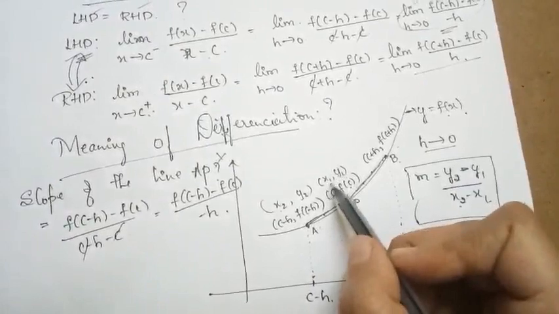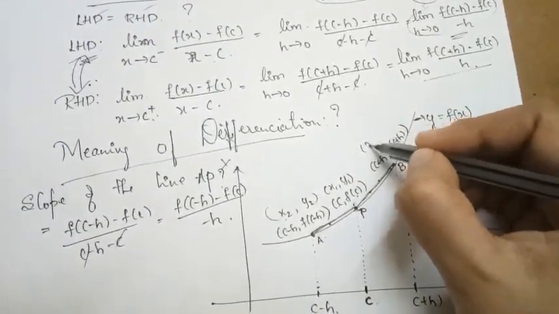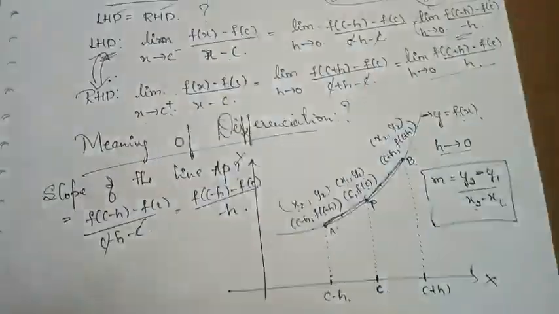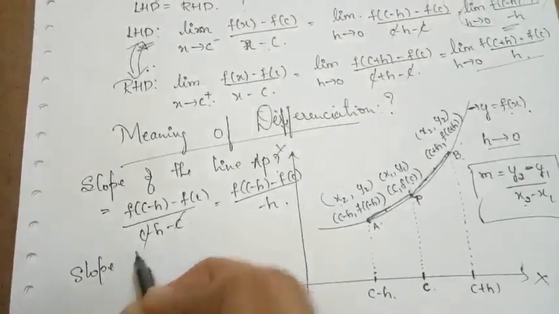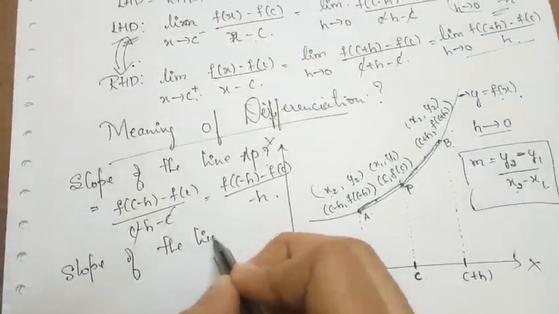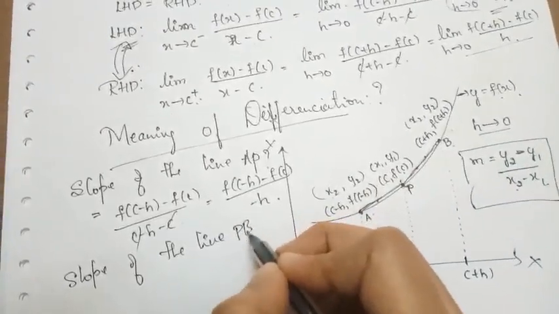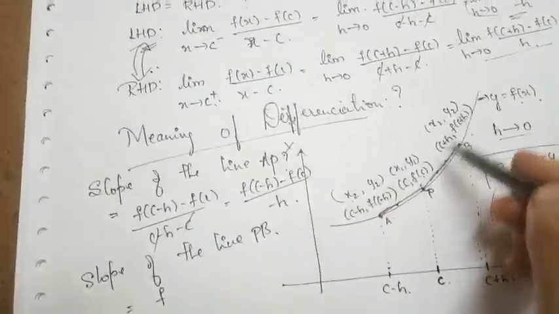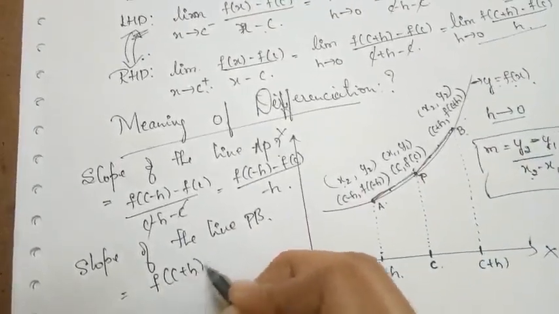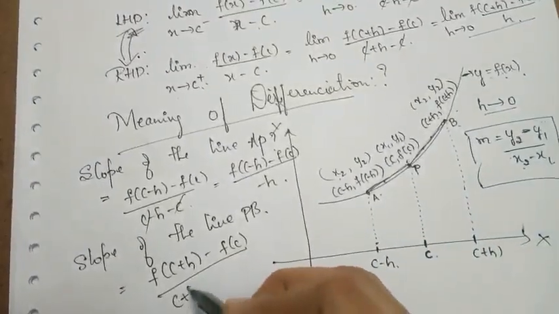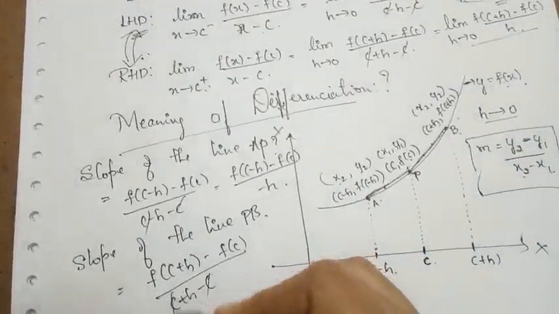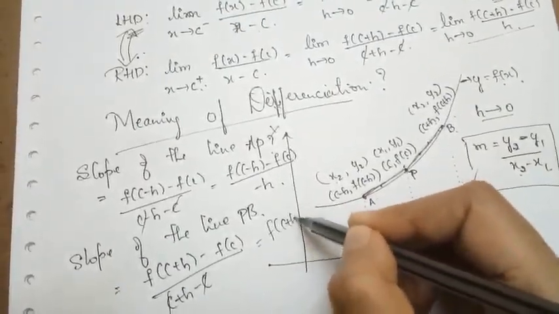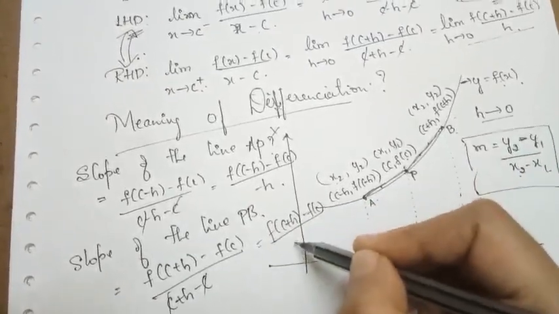Again I am considering this one as x1, y1, and this one as x2, y2. So the slope of the line PB is nothing but y2 minus y1, so f of c plus h minus f of c divided by x2 minus x1, that is c plus h minus c. So c gets cancelled. What is left is f of c plus h minus f of c divided by h.